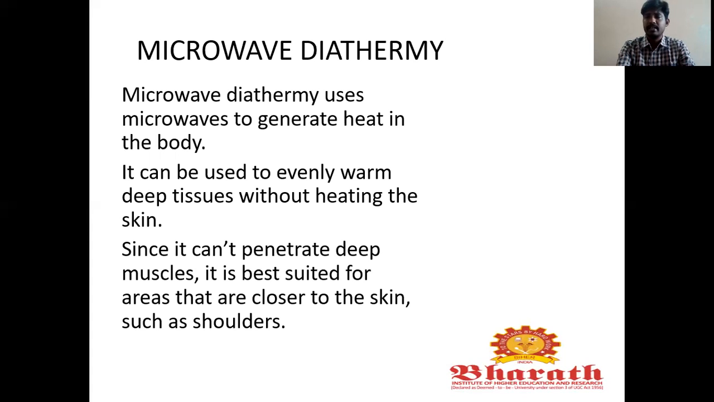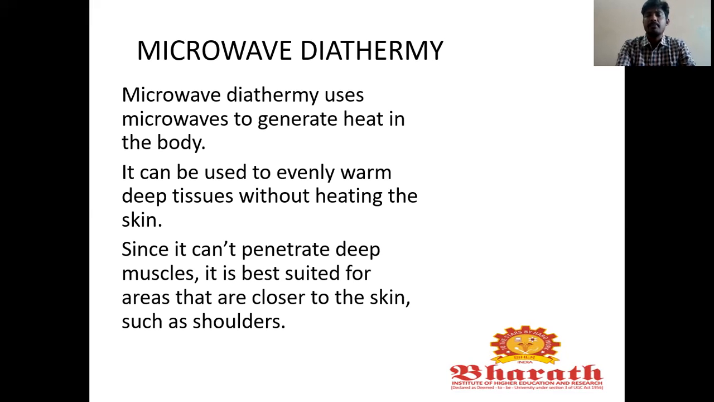Now, what is the main difference between short wave diathermy and microwave diathermy? Short wave diathermy will not penetrate deep tissue. But microwave diathermy uses microwaves to generate heat in the body. It can evenly warm deep tissues without heating the skin. It is one of the major advantages of microwave diathermy.